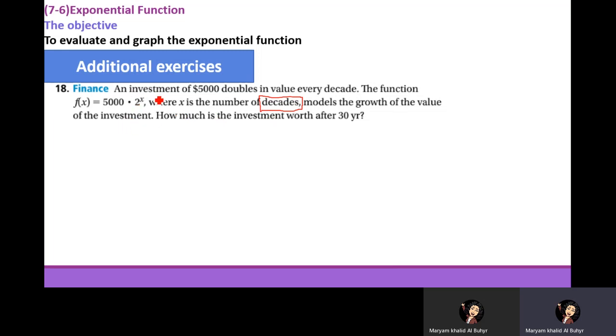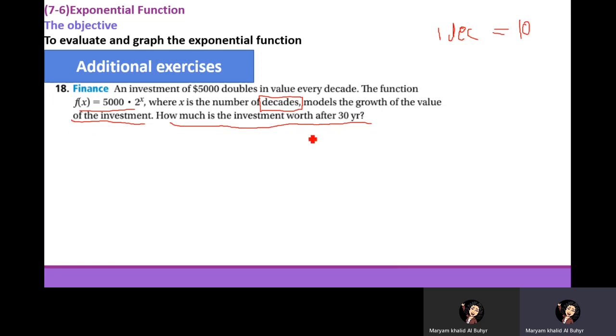If an investment of $5,000 doubles in value every decade, so the function f of x, where x represents the number of decades. One decade equals 10 years. I just want you to know this, it equals 10 years. Now model the growth of the value of the investment. How much has the investment grown after 30 years?